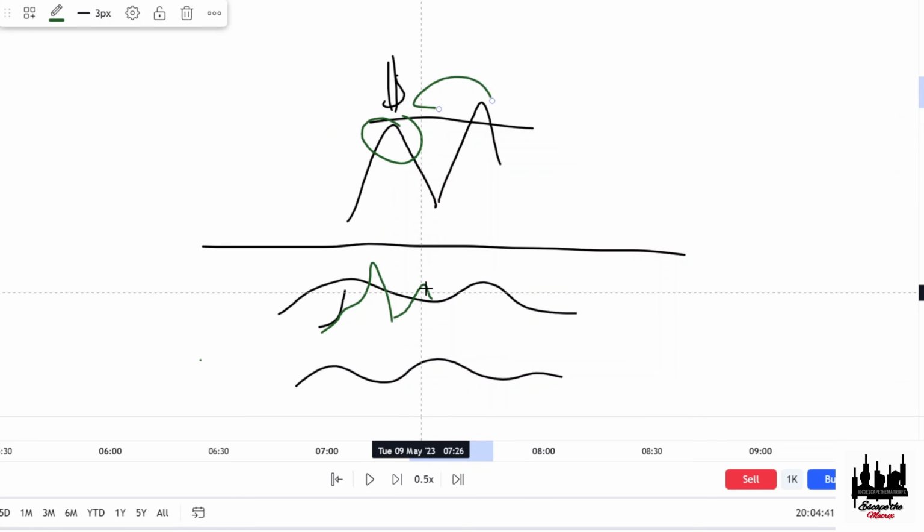But on the TDI, this swing is lower than this one. So as you can see, it's lower. But on your price action, it's higher. This is an indication that a stop hunt is occurring.